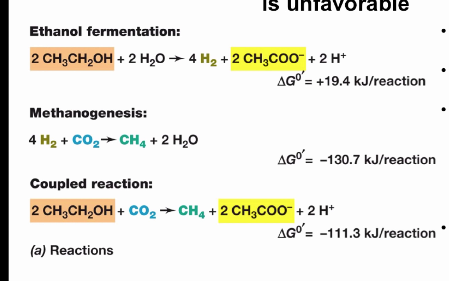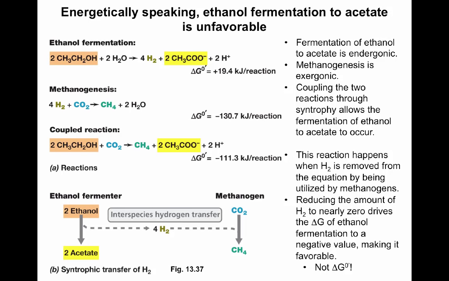The methanogen organisms are keeping the concentration of hydrogen so low that it drives the fermentation of ethanol to acetate. That reduces the amount of hydrogen present to nearly zero concentration, and therefore helps drive the delta G of ethanol fermentation to a negative value, making it favorable. It's not delta G naught. Remember, delta G naught is for reactions that are happening under standard conditions. So the reactions happening in the communal reactions are not delta G naught reactions. They're just delta G's. And because of that, this is why syntrophy allows the consumption of hydrogen gas by methanogens to aid the fermentation of ethanol to acetate.